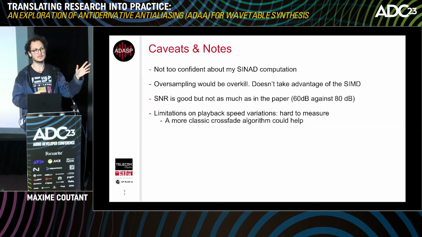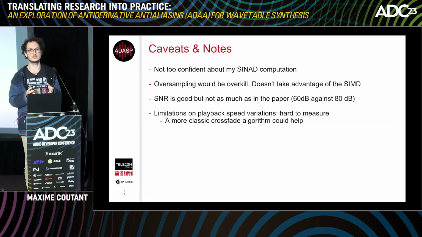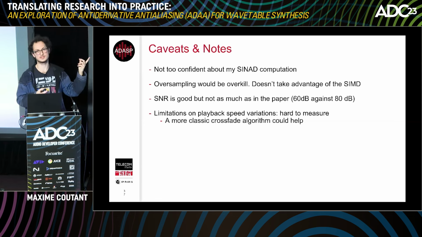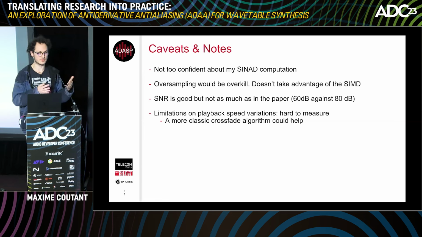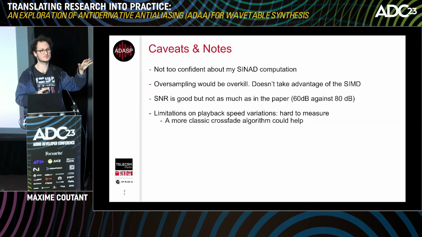Also, usually, at least with the FIR version of antiderivative anti-aliasing, it's often used in conjunction with oversampling. In that case, I made a few tests. It's probably overkill. It doesn't take advantage of the SIMD because the algorithm is recursive, and simply a Butterworth filter of order 2 with oversampling of order 2 really beats any version we've seen here, but we already reach a point where it's probably a bit overkill.